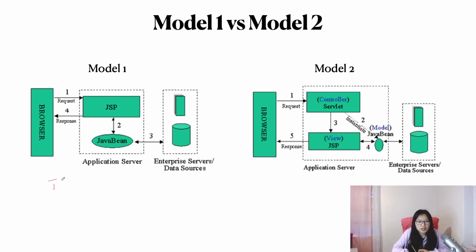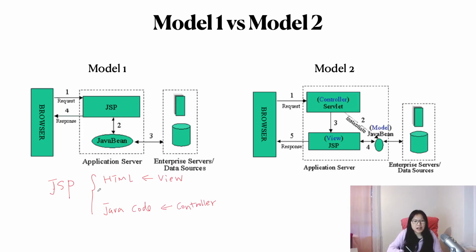Okay, so here is the JSP, which can contain two parts. One is HTML, which we think of as the view. Inside here you can also write Java code, which we think of as the controller. Now our view and controller are all inside the JSP. This is Model 1.